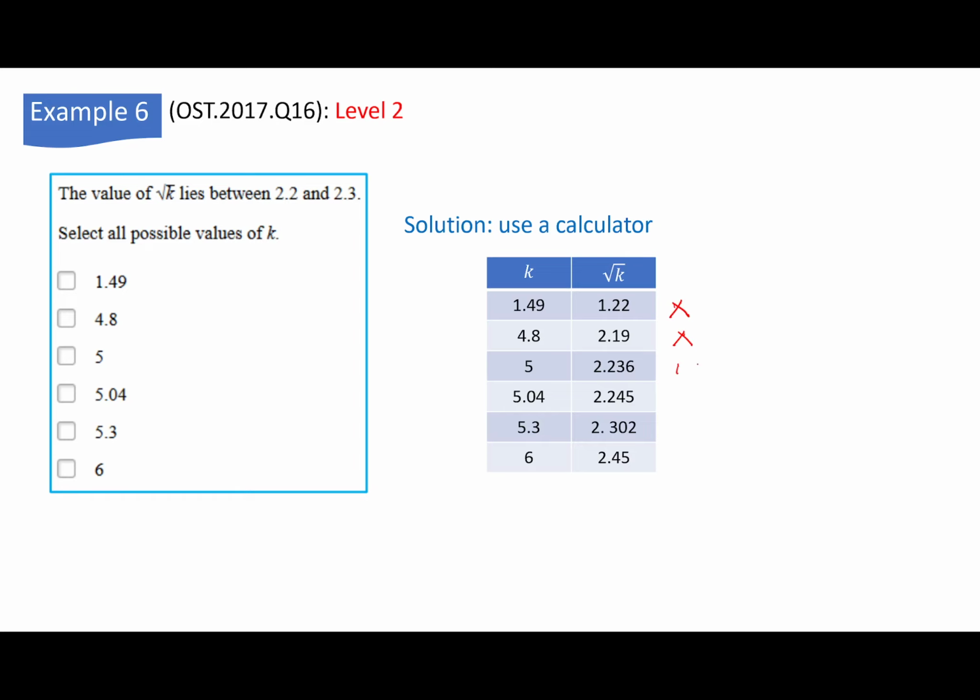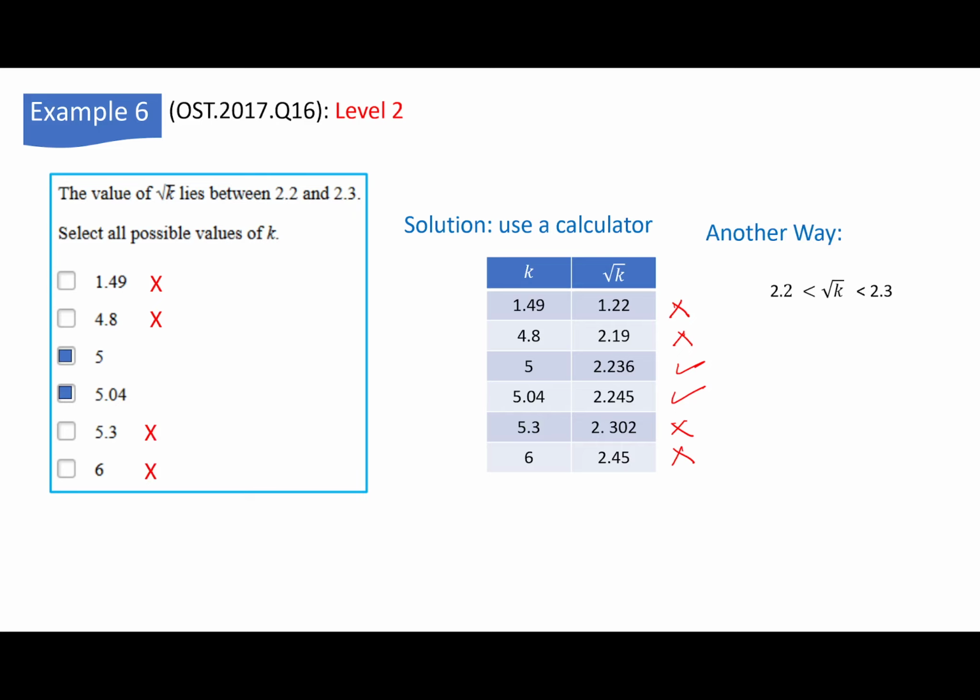This one is good. This one is good. 2.302, that exceeded the 2.3, so that's not good. 2.45, that's above 2.3, so that's not good. So you get your answers being 5 and 5.04. I like to do it in a different way. I like to do it this way.